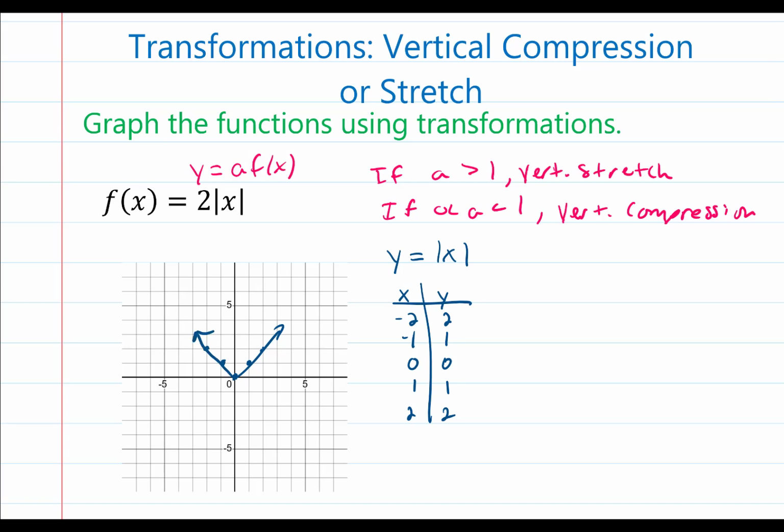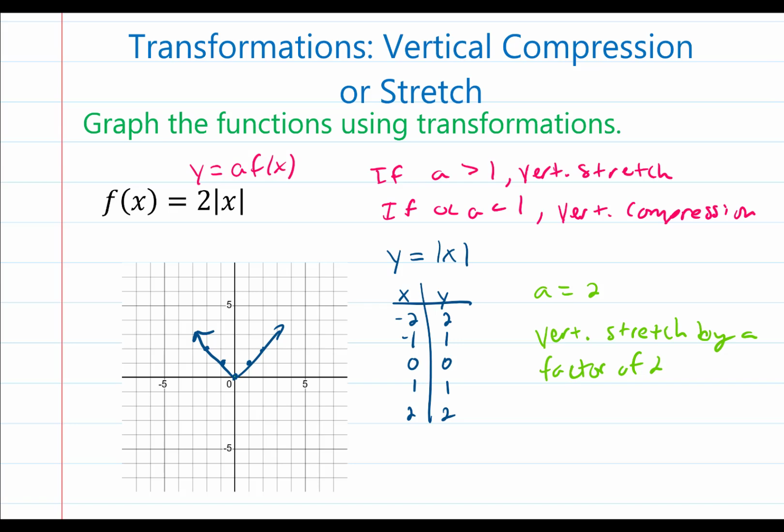Now I'm going to identify the value a and what that represents in terms of my transformation. A in this case is positive 2, which means that it's going to represent a vertical stretch by a factor of 2. How we will graph this then is multiply all outputs, or y coordinates, by a factor of 2, resulting in my stretched graph.